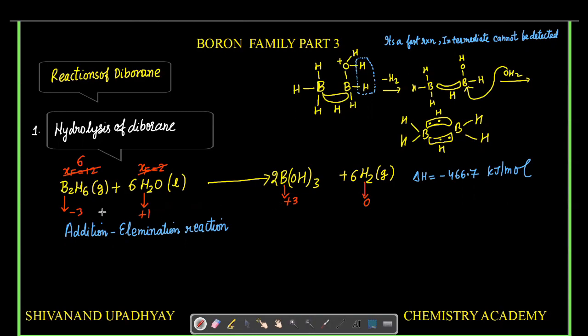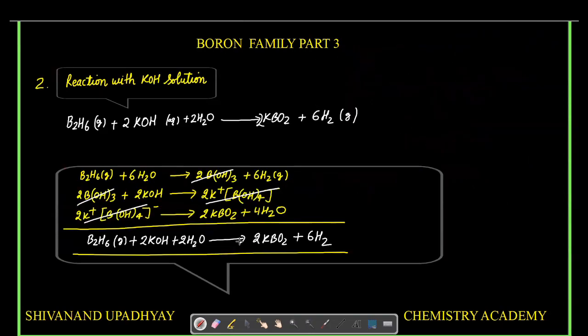There are many compounds which will give this type of reaction, like reaction of diborane with alcohol will have a similar type of product. Here in place of OH, OR will form and there is liberation of hydrogen gas, an addition elimination type of reaction. Reaction with KOH solution. Okay, so let me explain this. It is taking place in aqueous medium, because KOH is in aqueous medium. So when this diborane is added to water, we have written the reaction: diborane reacts with water, 2 molecules of boric acid form and hydrogen gas is liberated.